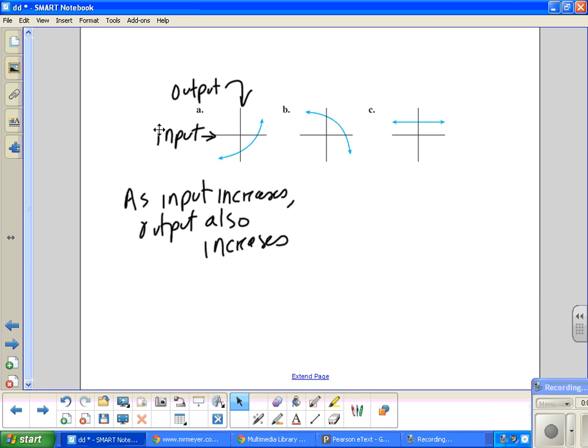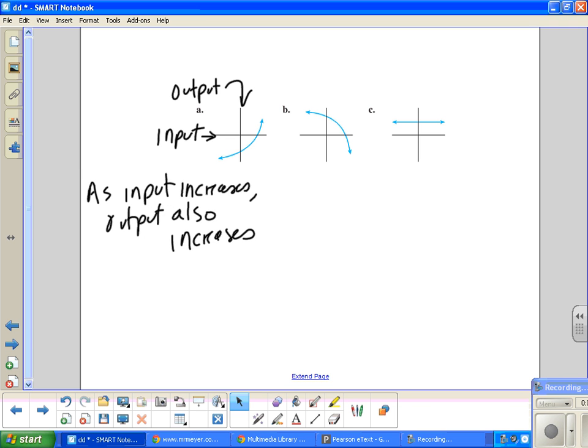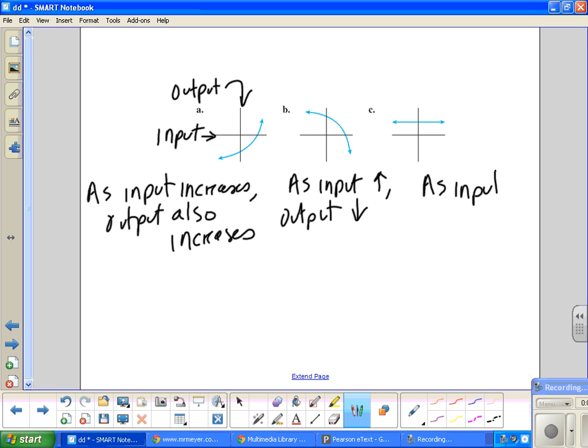And looking at the second graph here, we could say as input increases, use an arrow, output decreases. And then last we have this third graph that shows that as input increases, output stays the same.